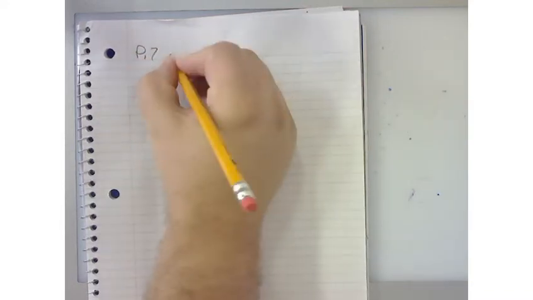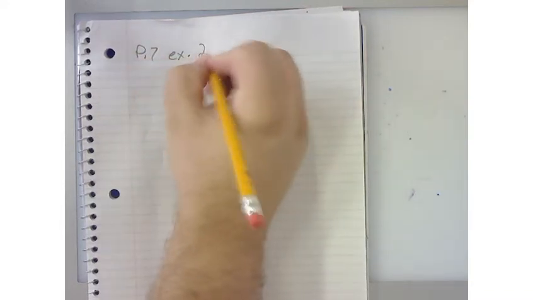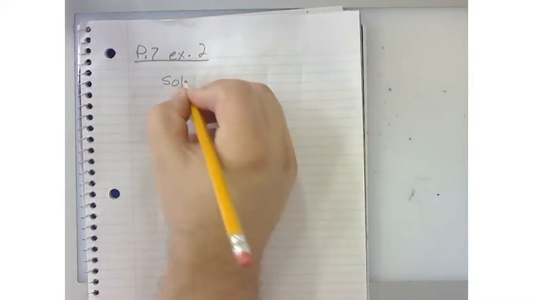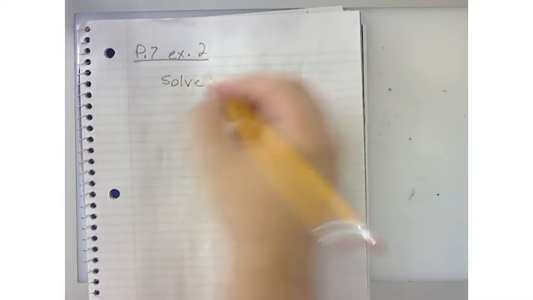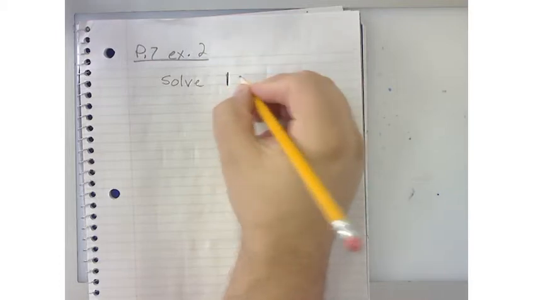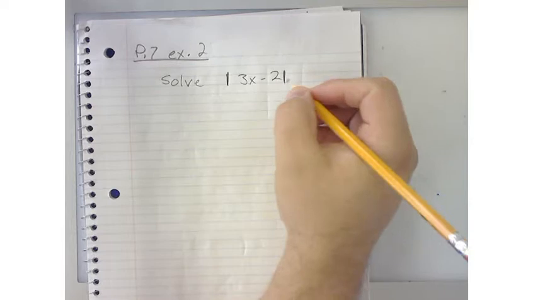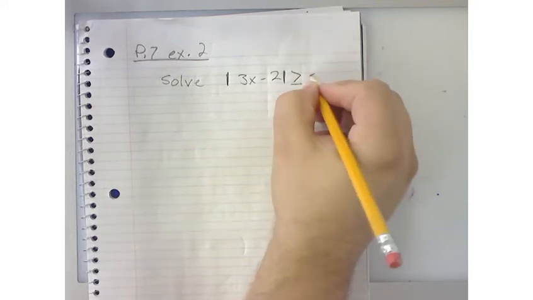P7 example number 2. Exact same thing, except now it's written a little different. So now we have: solve the absolute value of 3x minus 2 is greater than or equal to 5.